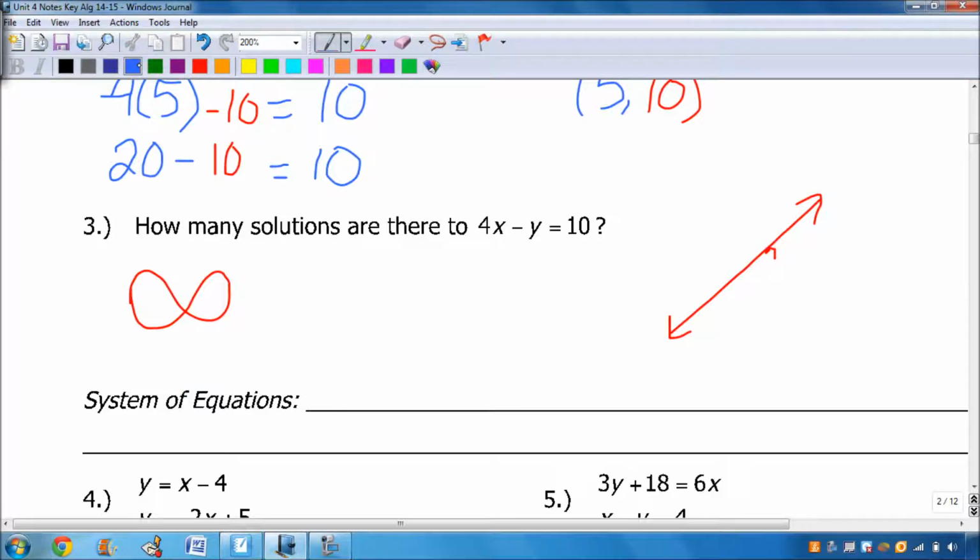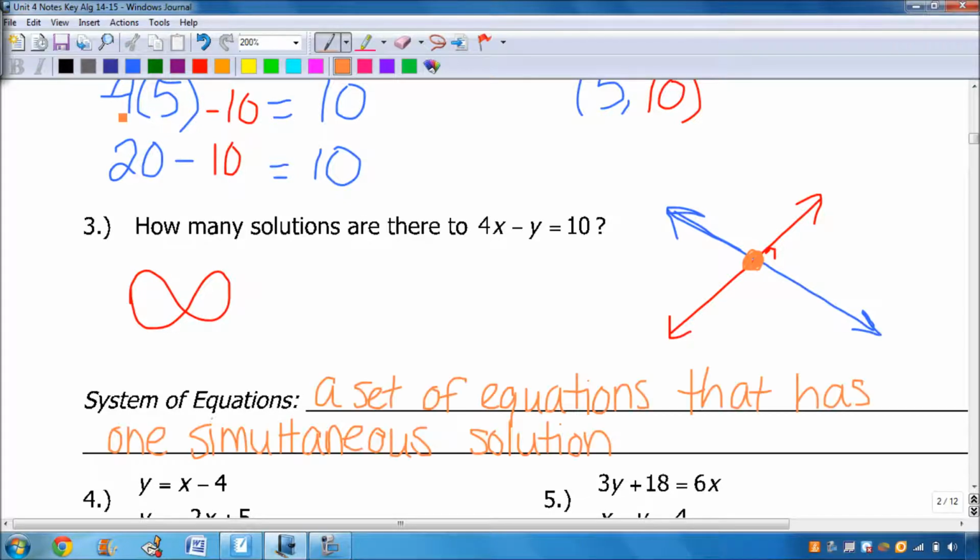If I were to draw another line, I would have infinite solutions on this blue line, right? But if I were to extend this line right here so you can see it, the red line has infinite solutions, the blue line has infinite solutions, but the intersection, the two lines together, only have one common solution, okay? So this is the one solution that satisfies both equations. So the definition of a system of equations is just a set of equations that has one simultaneous solution. That means one solution that satisfies all the equations at the same time.